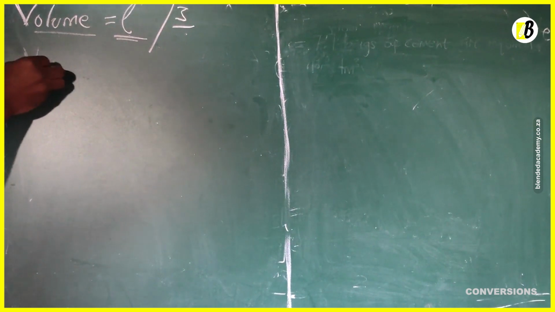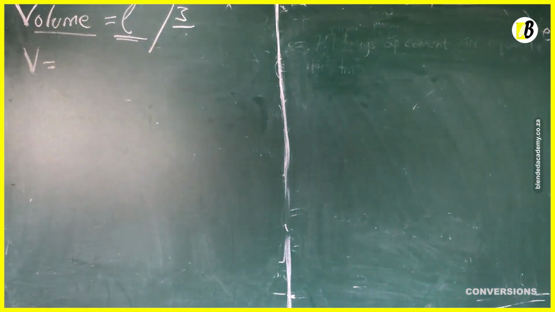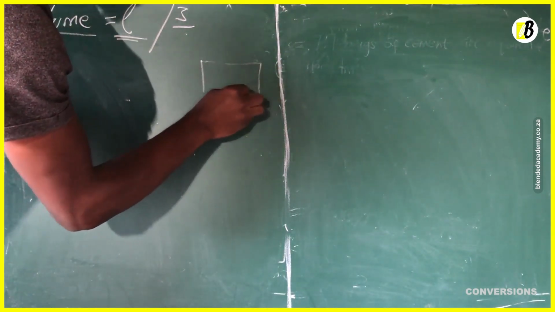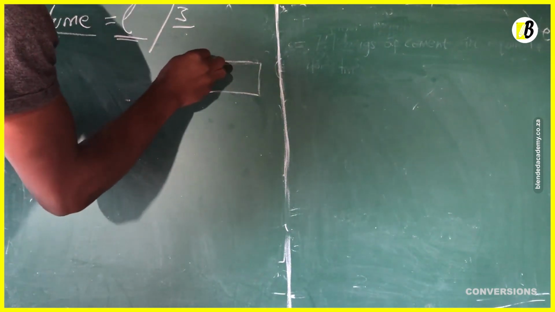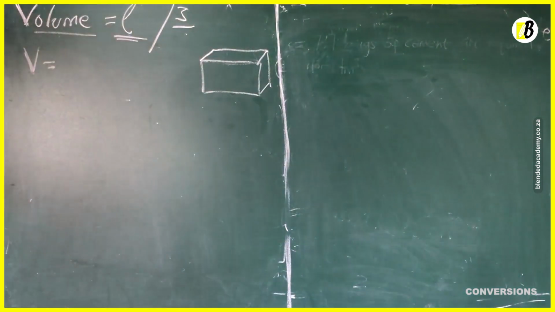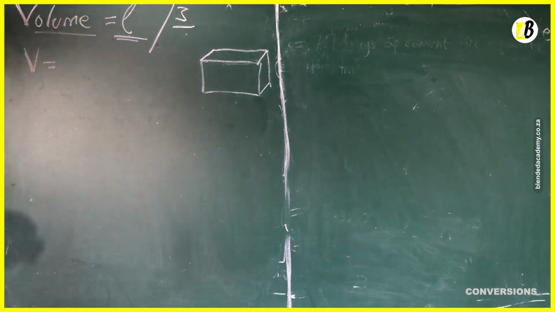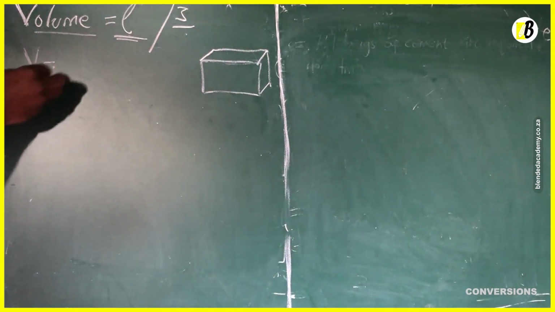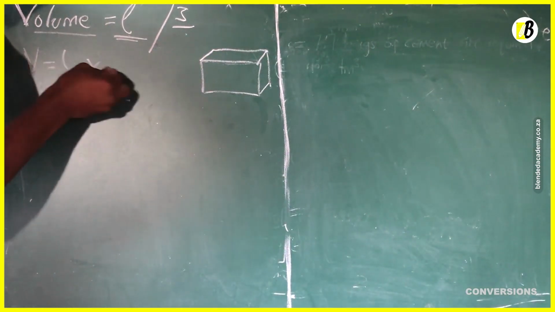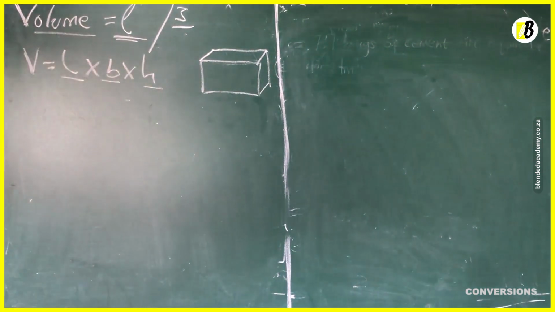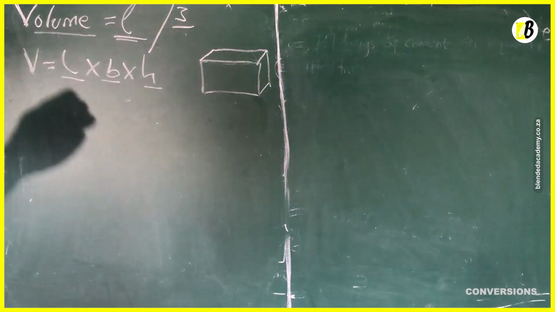So, volume has the following formula. Let's say we're dealing with a rectangle. A rectangle is the shape like this, which is a 3D, right? So, in that shape, we have the length, the breadth, and the height. This is very crucial. These are very crucial dimensions when it comes to volume. You have to pay attention to this.